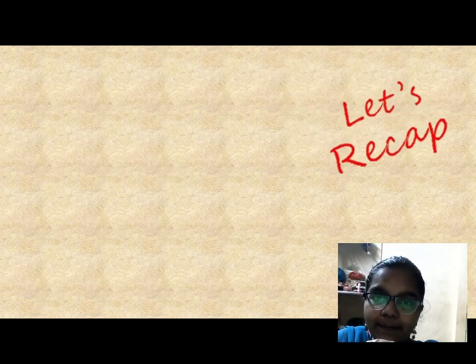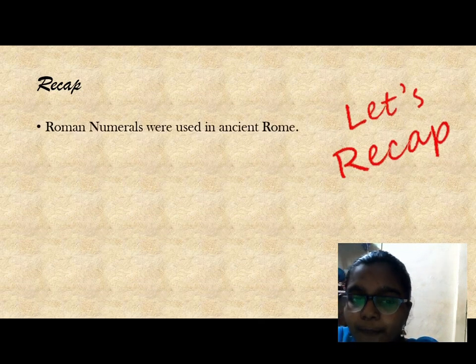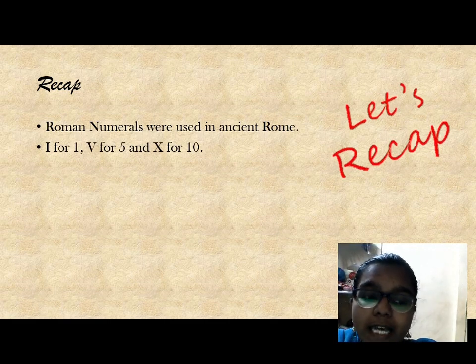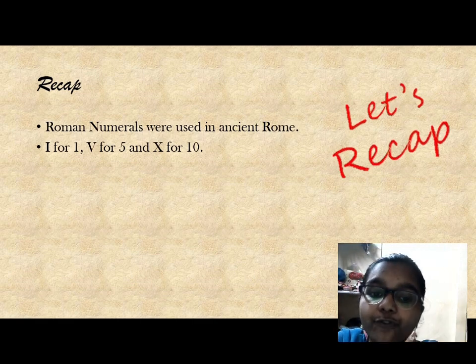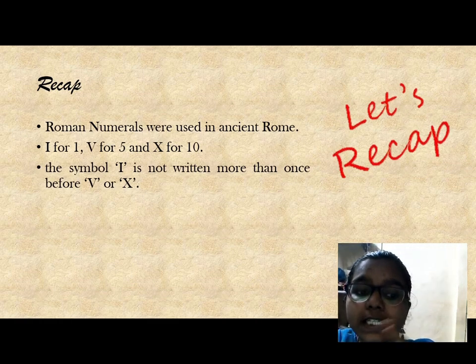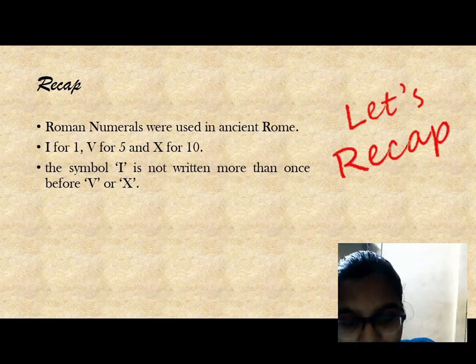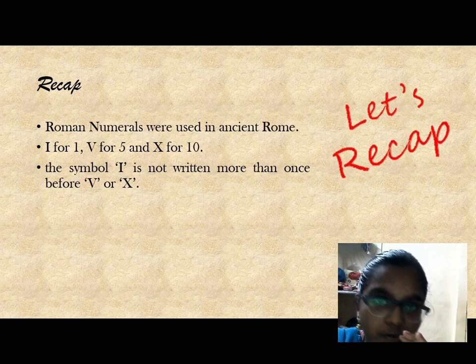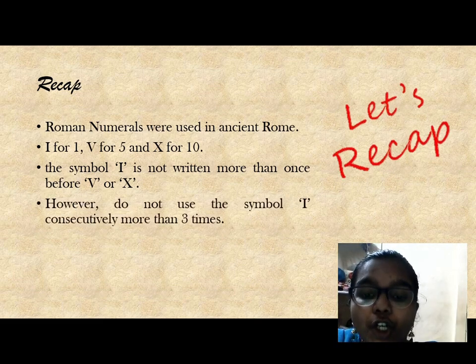Let's take a small recap. Remember, Roman numerals were used in ancient Rome and the letters were I, V and X. These capital letters stand for 1, 5 and 10 respectively. The symbol I is not written more than once before V or X, and it can be written a maximum of 3 times after V. However, do not use the symbol I consecutively more than 3 times. I hope you all understood the concepts well.